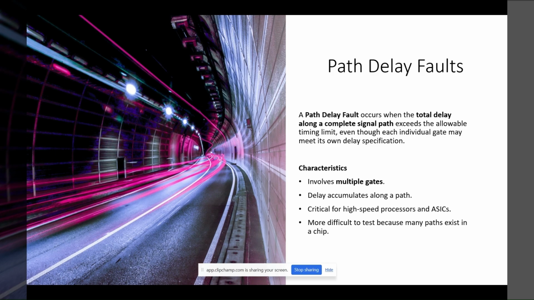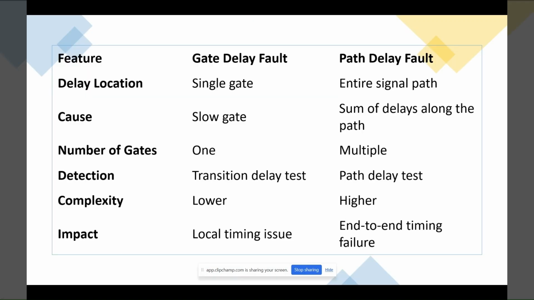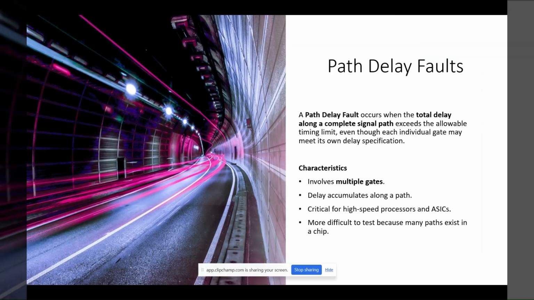The characteristics of path delay faults involve multiple gates. Delay accumulates along the path. It is very critical for high-speed processors and application-specific integrated circuits. It is also more difficult to test because many paths exist in a chip. The path delay fault model can be used to model both isolated as well as distributed defects. In the path delay model, the fault is assumed to have occurred if the propagation delay along a path in the circuit under test exceeds the specified limit.